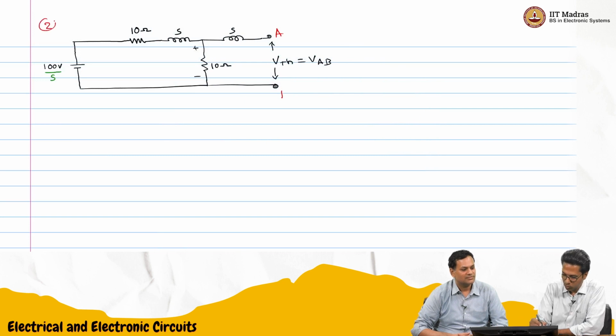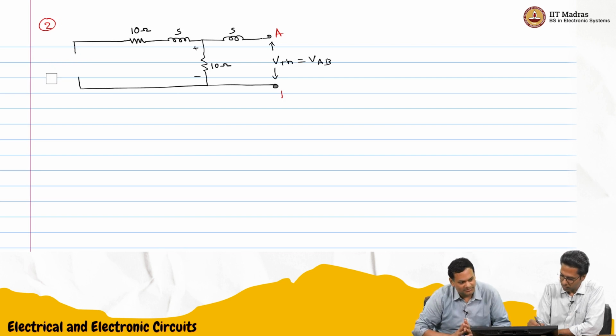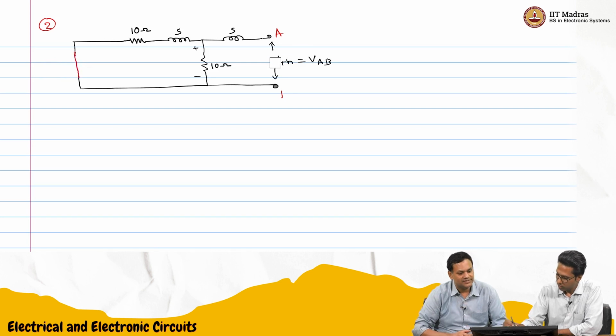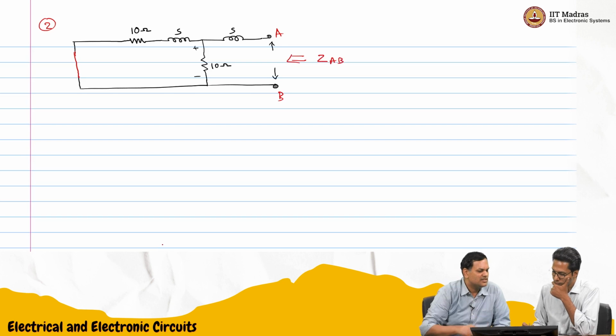So this is step 2, where we replace the sources with their internal impedance. Right now it's a short circuit, because it's a voltage source. And we find out Z. ZAB is what we want to find. That is also easy.